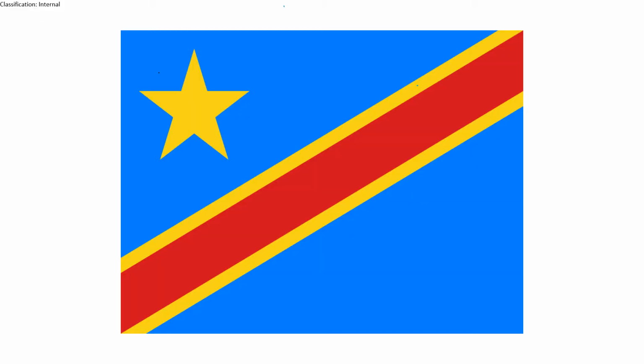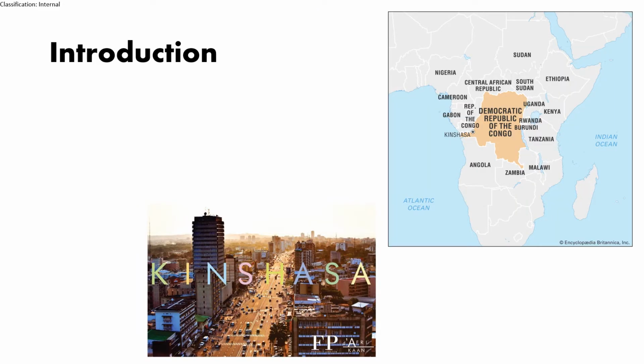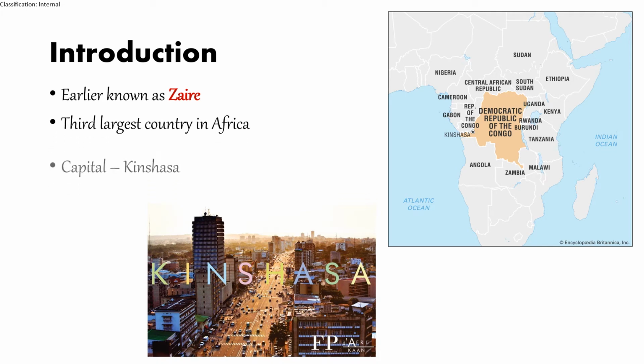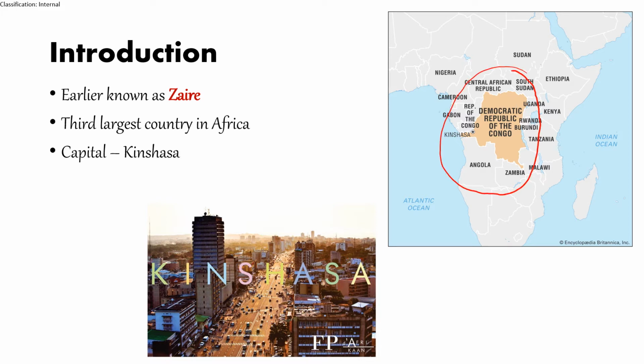This is the flag of this country. The Democratic Republic of Congo was earlier known as Zaire. It is the third largest country in Africa and its capital is Kinshasa. In this small map of Africa, the Democratic Republic of Congo is marked in orange and one can find Kinshasa located towards the west of this country.